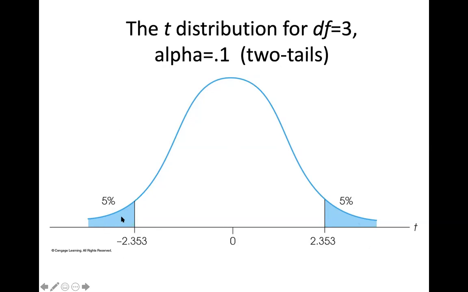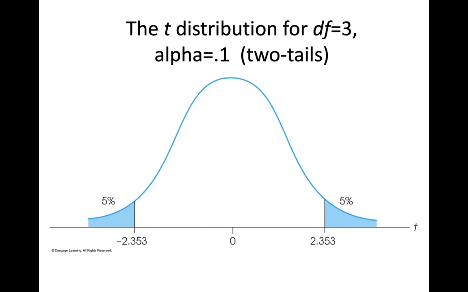So this blue shaded area right here is a critical region. This blue shaded area here is a critical region. And the boundary into that critical region is marked by the critical t, minus 2.353 and positive 2.353. So let's look at the t table and see if these critical t values are correct. Our alpha is 0.1. We have a two-tailed test and degrees of freedom equals 3.